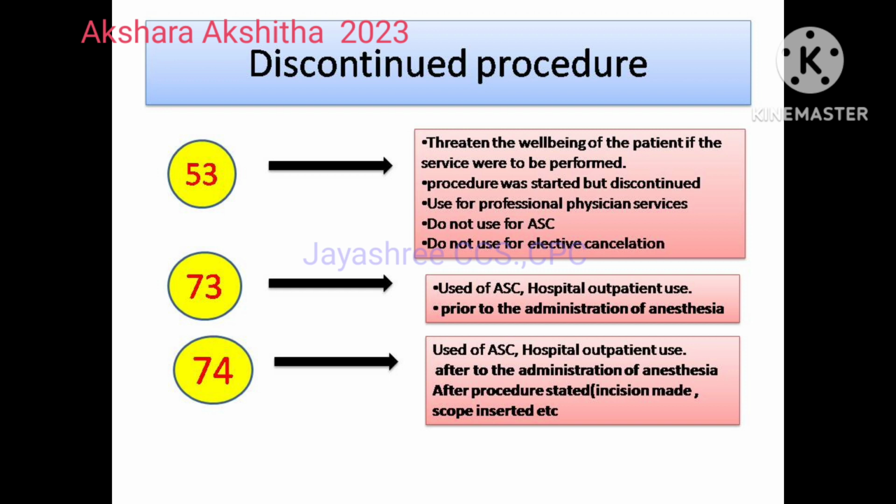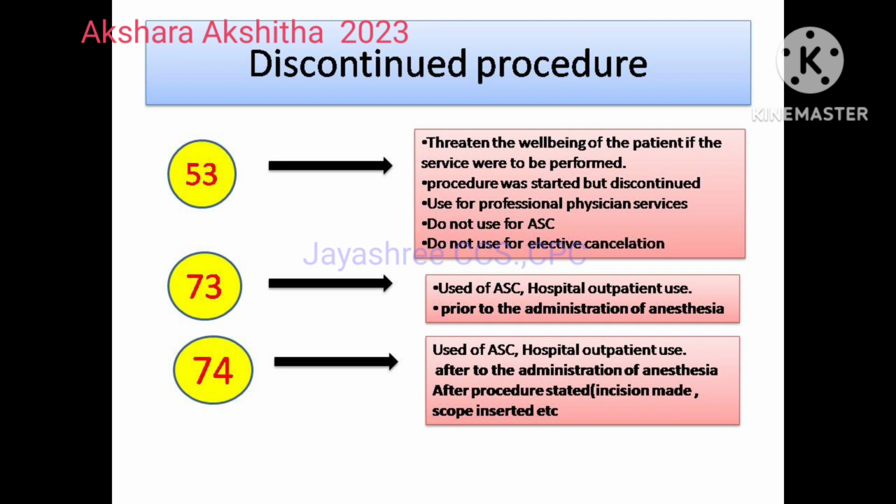discontinued procedure. We use this modifier when, due to the patient's condition, if the doctor continues the procedure, the patient may get bleeding or a threat to their life. In those situations, the doctor may discontinue the procedure. Or if the service itself is very difficult, we cannot continue the procedure. The doctor started, anesthesia was given and the procedure also started. If during the procedure the doctor discontinued, it is the 53 modifier.